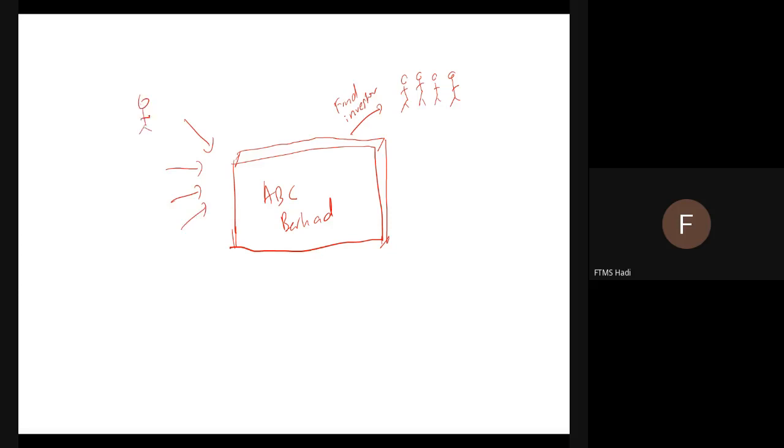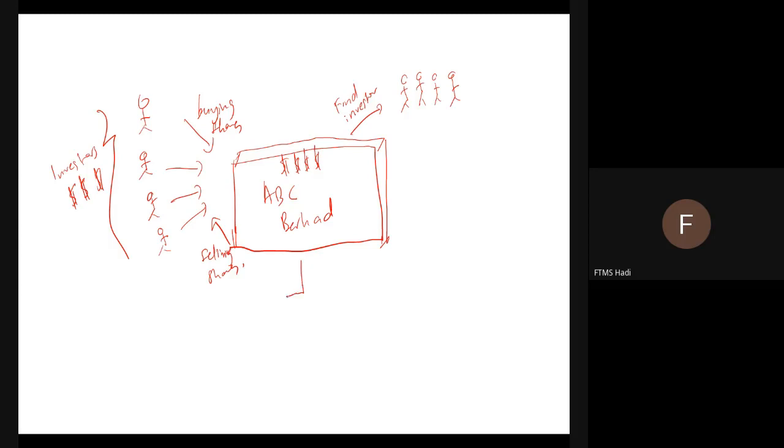We don't know the number of investors. Sometimes it can be few, sometimes so many investors. What investors have to do is inject money into ABC Berhad through buying shares, and ABC Berhad does this by selling shares. Those monies from investors will be injected into ABC Berhad. So what ABC Berhad has to do with that money is to operate.